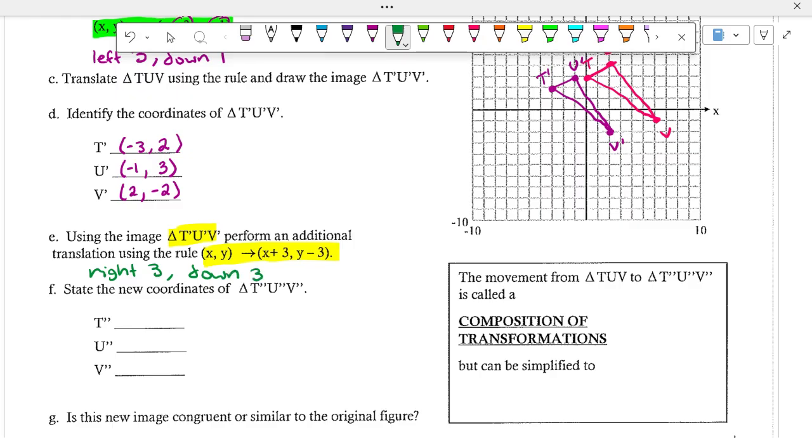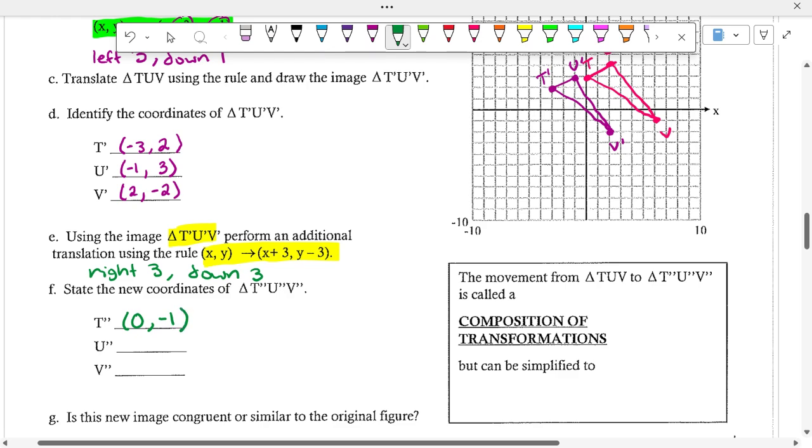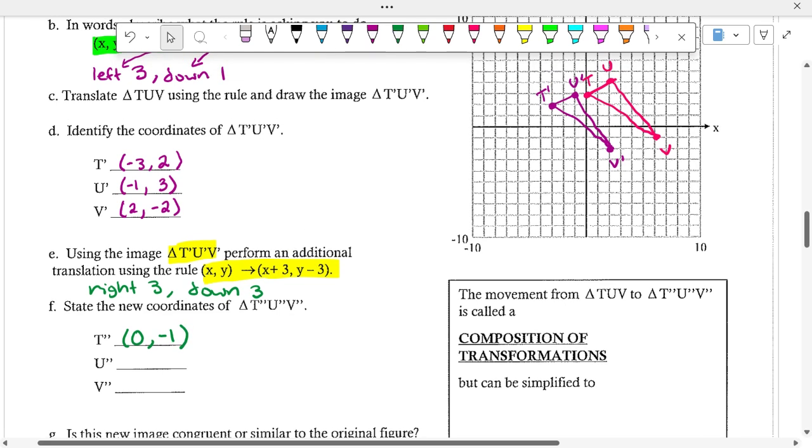So using the new points, so the ones we just got in purple. All right. If I add 3 to -3, what do I get? 0. If I subtract 3 to 2, what do I get? -1. All right, so if I graph it real quick, I have 0, -1, so that's right here.